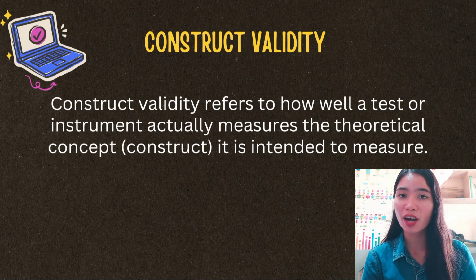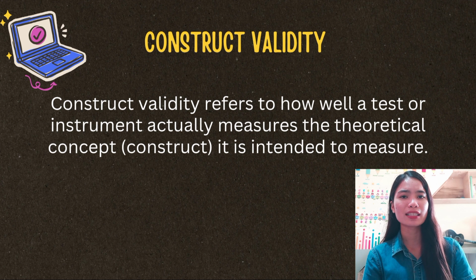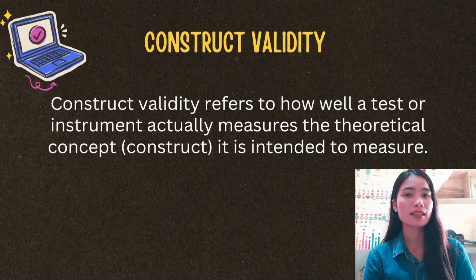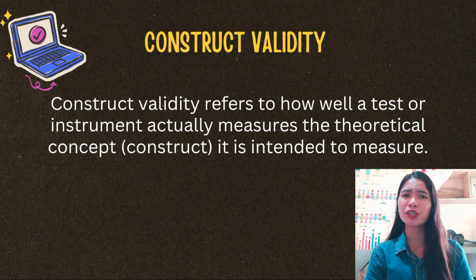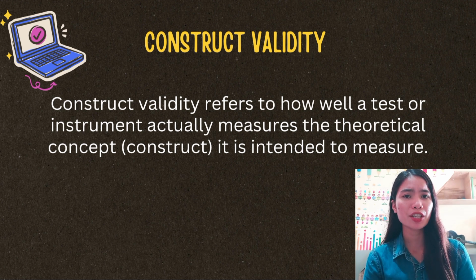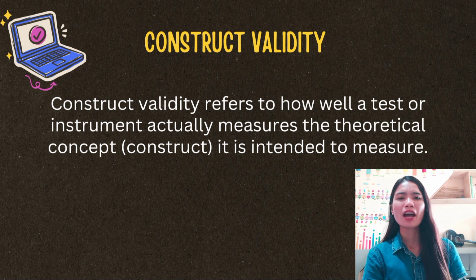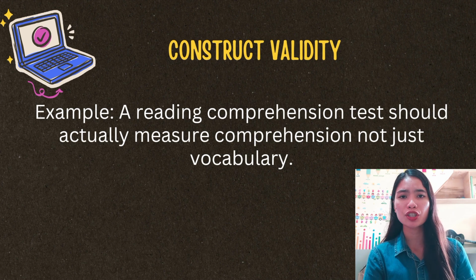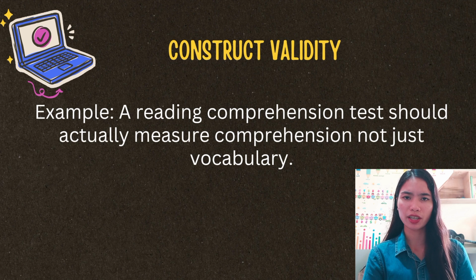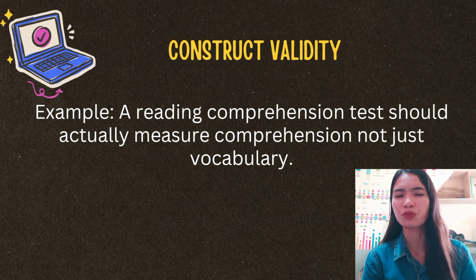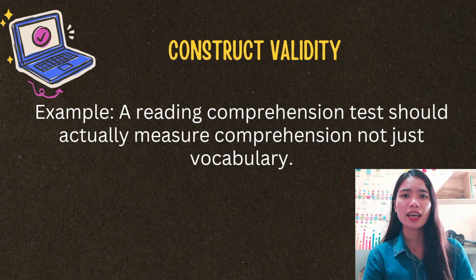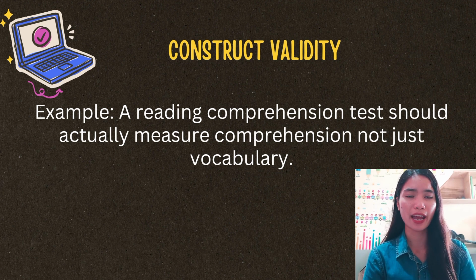Second is construct validity. It refers to how well a test or instrument actually measures the theoretical concept or construct it is intended to measure. In other words, the test genuinely measures the abstract concept, like motivation, anxiety, or creativity, it was designed to measure. Example, a reading comprehension test should actually measure comprehension, not just vocabulary. So if a reading test is full of vocabulary definitions, is it valid? Right, no, because it only measures vocabulary, not comprehension.